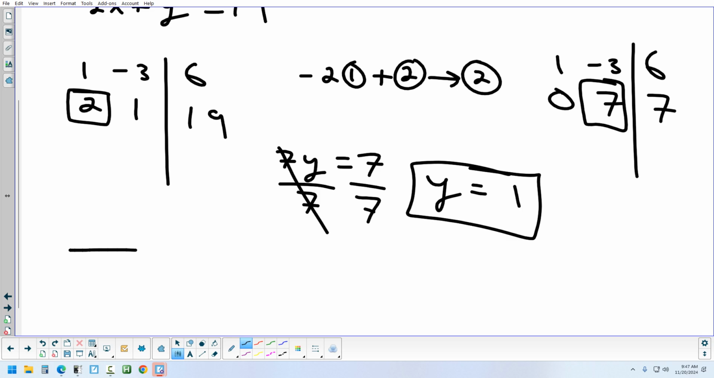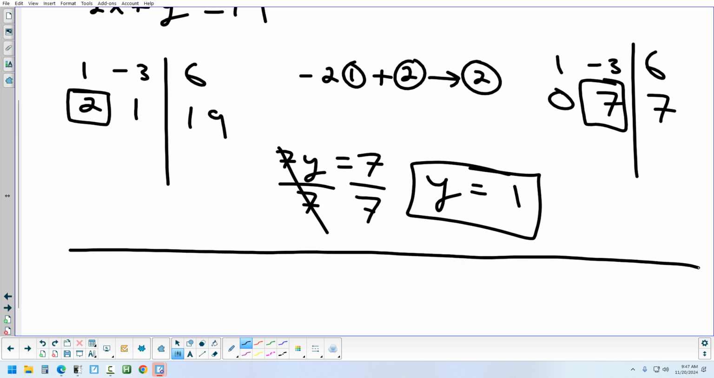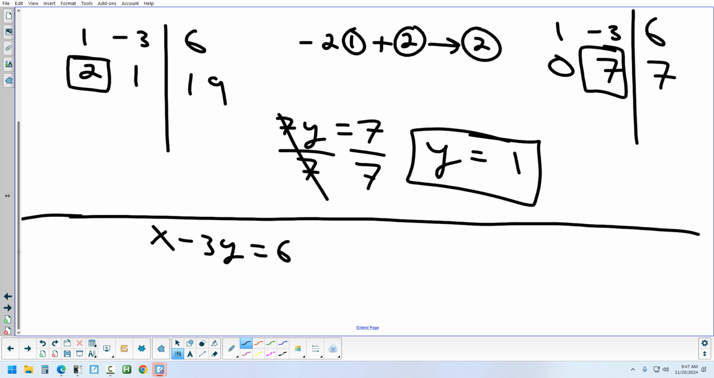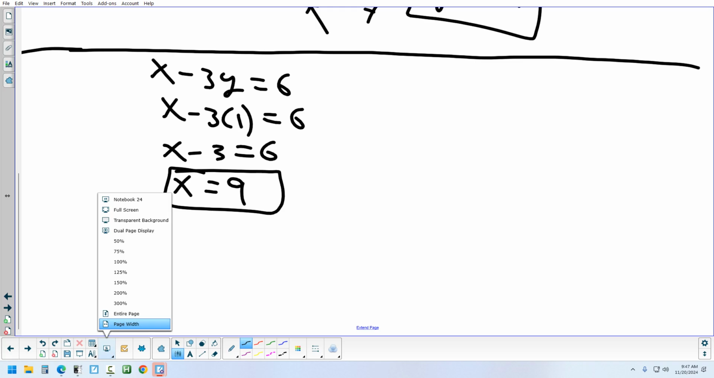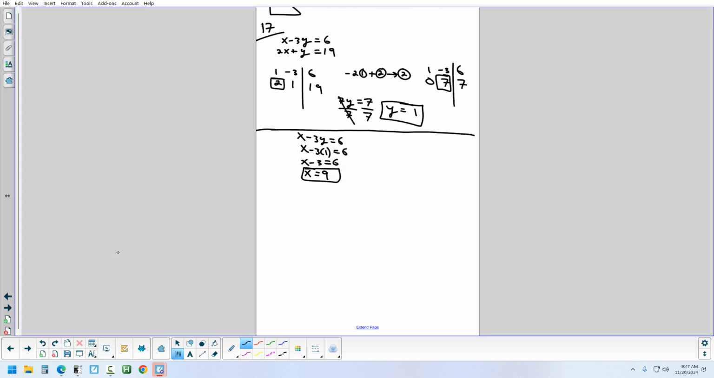Okay, what does that top row tell me? x minus 3y equals 6. And what did we just get for y? 1. So x minus 3 times 1 equals 6. Negative 3 times 1 gives me negative 3. And what do we get for x? 9. So you can see a 2-variable system with a matrix is a lot faster.